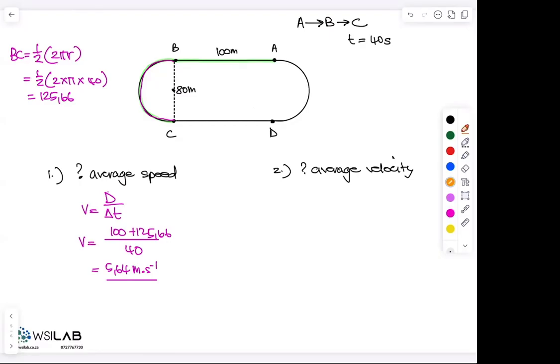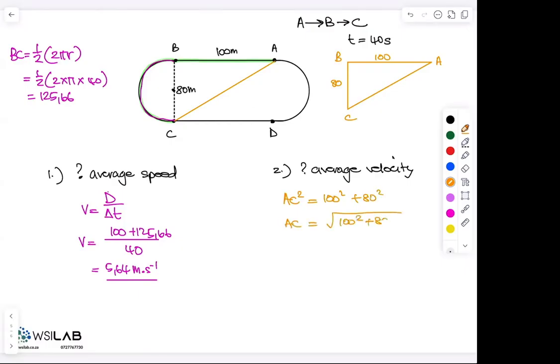And then velocity is a direct line from my starting position to my end position. And I'm simply going to use Pythagoras. Is that correct? Yes, sir. This is 80, this is 100. So AC squared is 100 squared plus 80 squared. So AC is the root of 100 squared plus 80 squared.